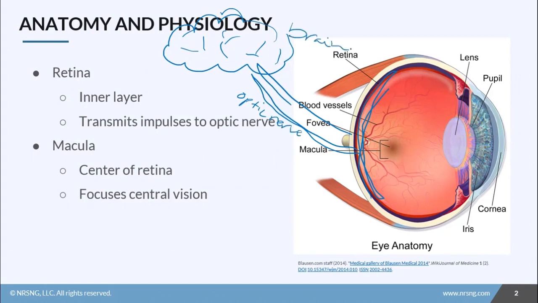Alrighty. So the macula, on the other hand, is located right here. It's the central portion of the retina. It helps us focus central vision in the eye. The macula also controls our ability to do things like reading, driving, and recognizing faces and colors. It also allows our eyes to see things in fine detail. So any alterations in these structures directly impacts our vision.